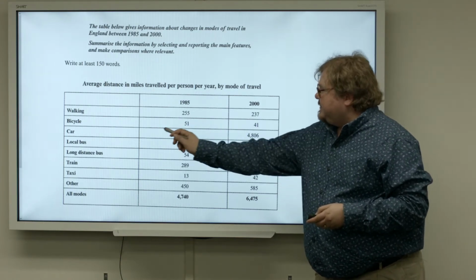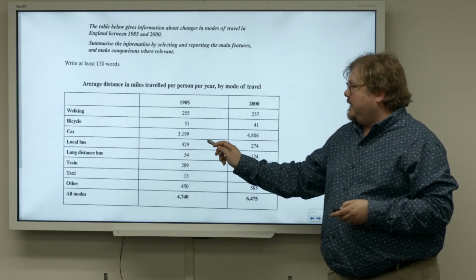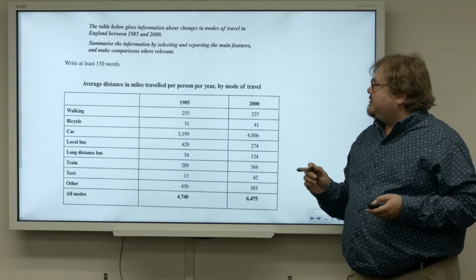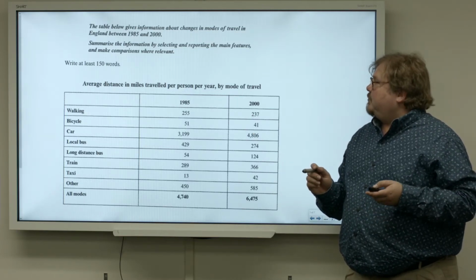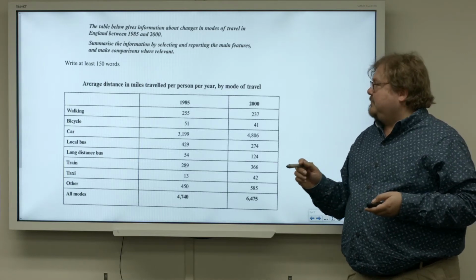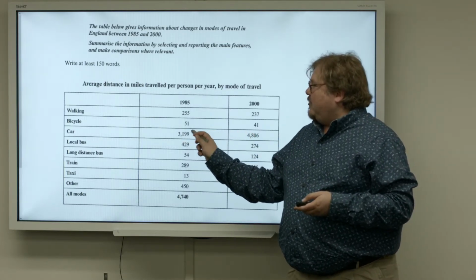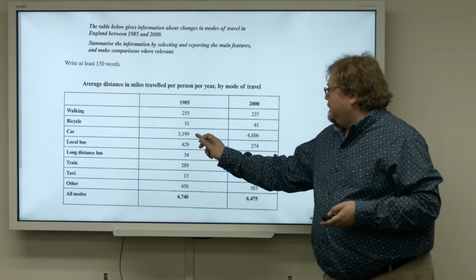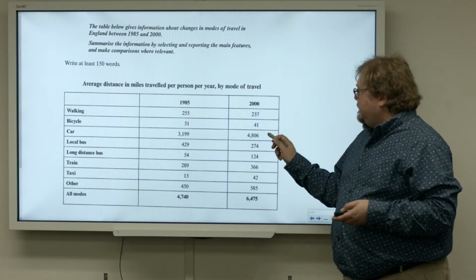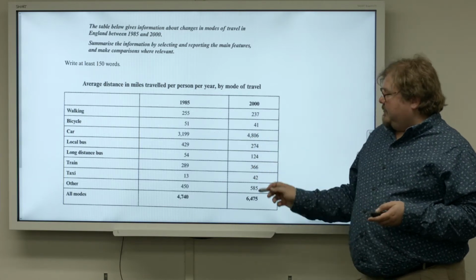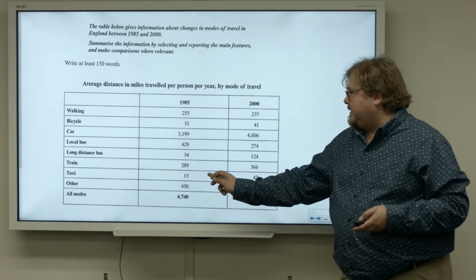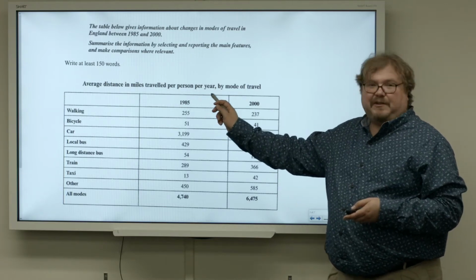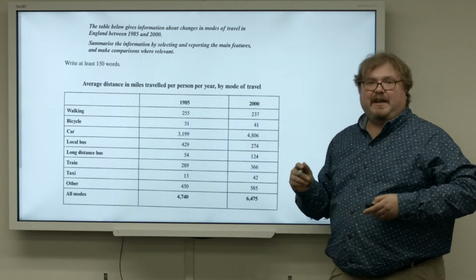So the biggest numbers we see here fall under the category of car. We're looking at the average distance in miles traveled per person per year by mode of travel. Okay, so this is how many miles an average person traveled in 1 year. And we can see there's a large increase here. Let's look for some of the low numbers. Oh, okay, so here taxi is only 13 and 42 in the 2 different years, 1985 and 2000.